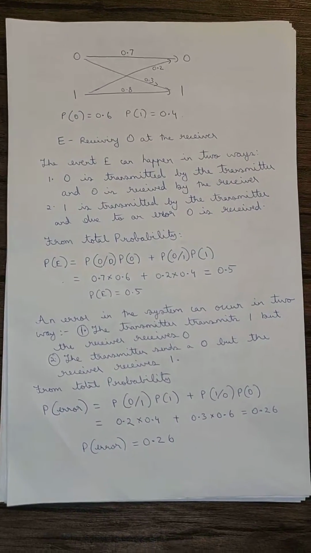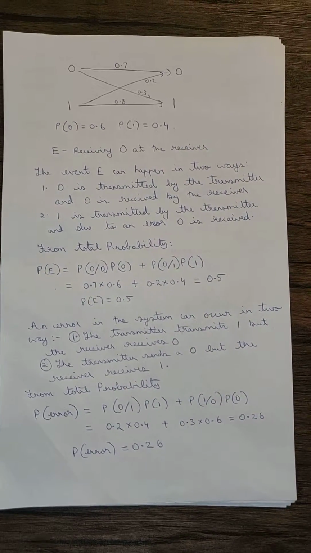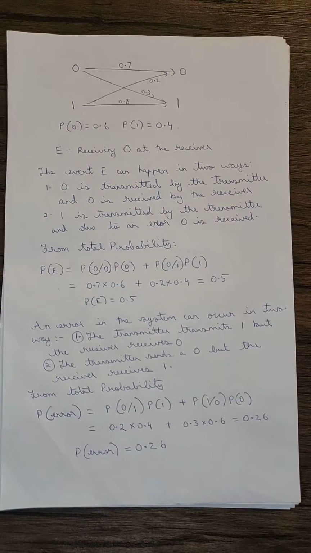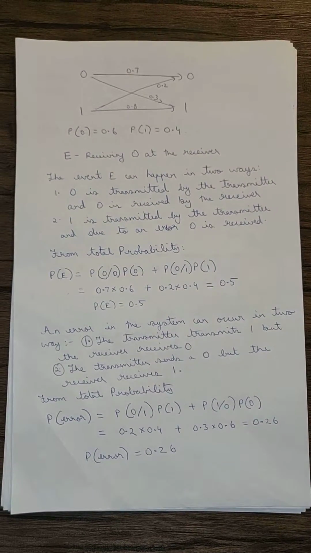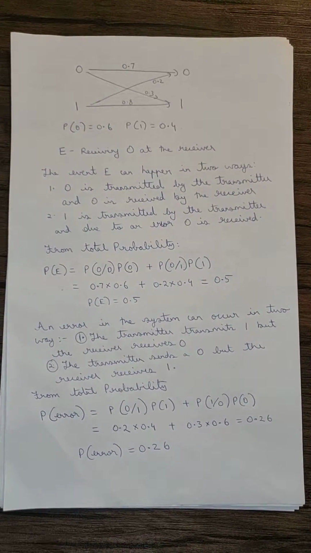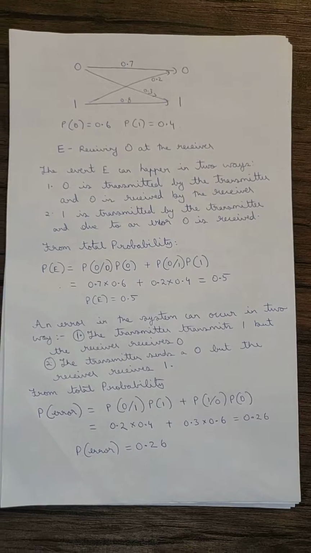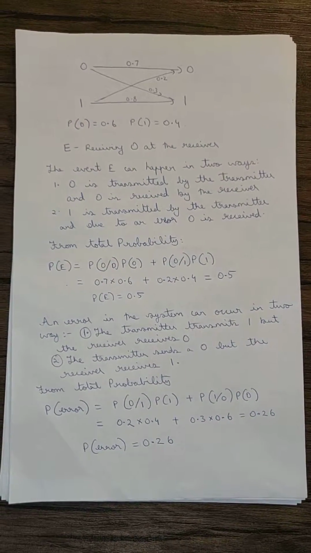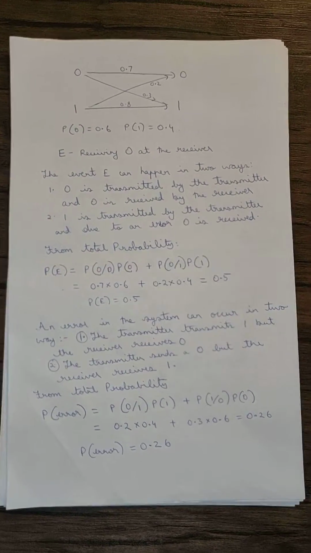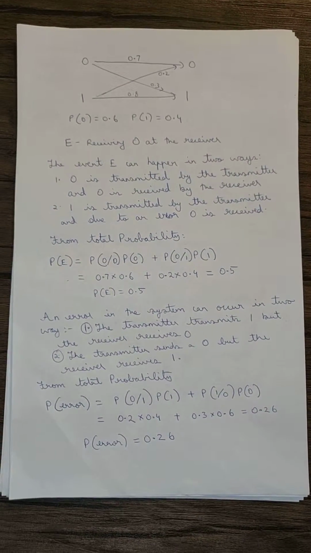Moving on, the probability of error in the system. So an error in the system can happen in two ways. Let's say the transmitter transmits 1 but the receiver receives 0, or the transmitter sends 0 but the receiver receives symbol 1.